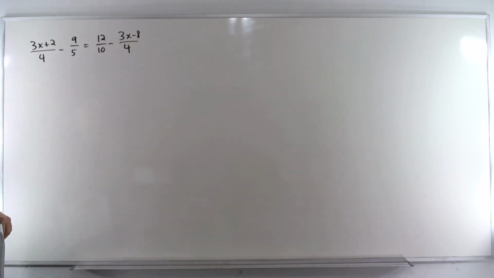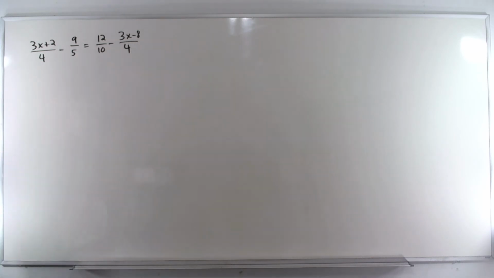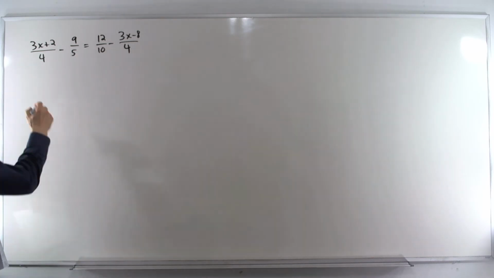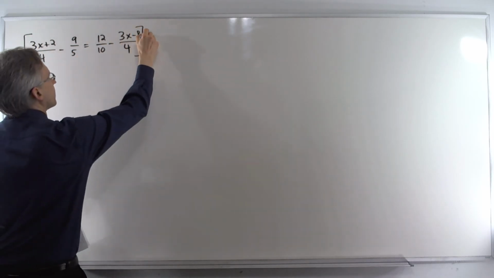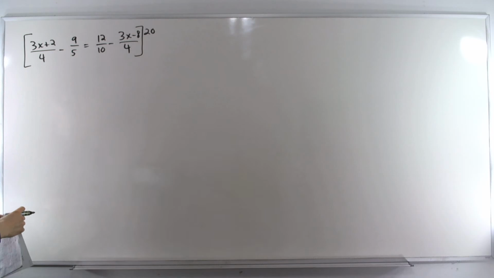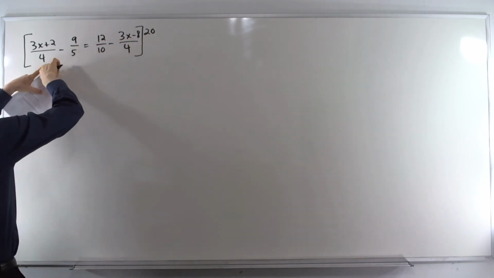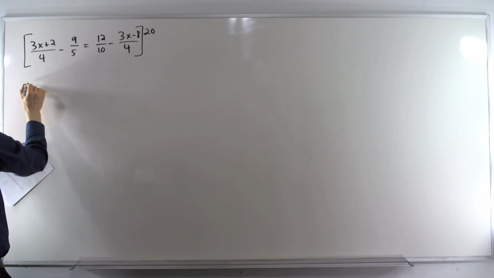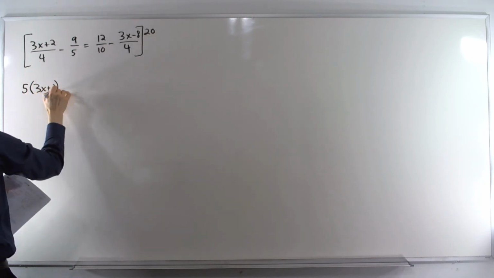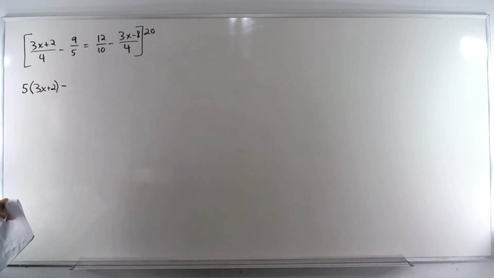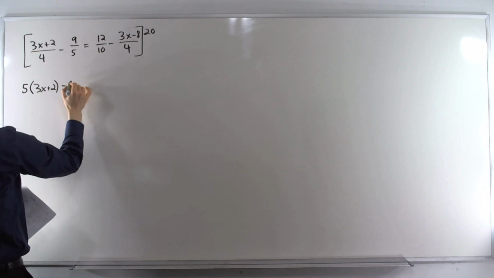So we're going to need the least common multiple of 4, 5, 10, and 4. And that's 20. So we'll multiply this equation by 20. All right, first term, 20 divided by 4 is 5. Multiply that by the numerator, 3x plus 2. Minus 20 divided by 5 is 4. 4 times 9 is 36.